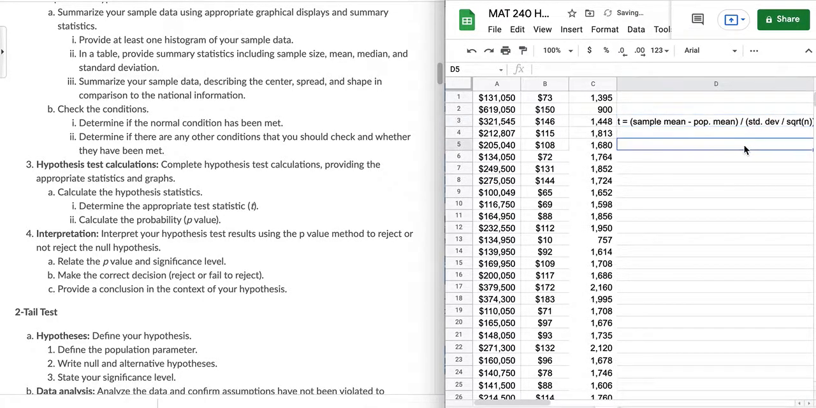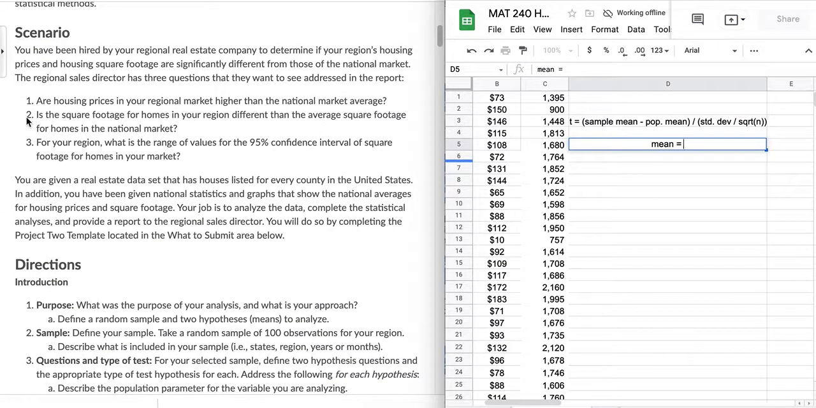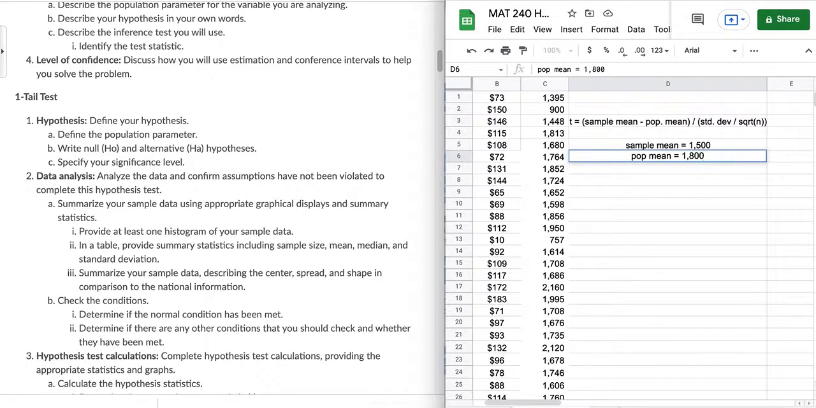You go about your data set and calculate a mean. Let's say we're doing the square footage part, which answers question 2 about square footage at home. Let's say we got a sample mean of 1,500. And let's say the population mean was 1,800. Let's say the standard deviation of my sample was 120, maybe. And then my sample size is 100.